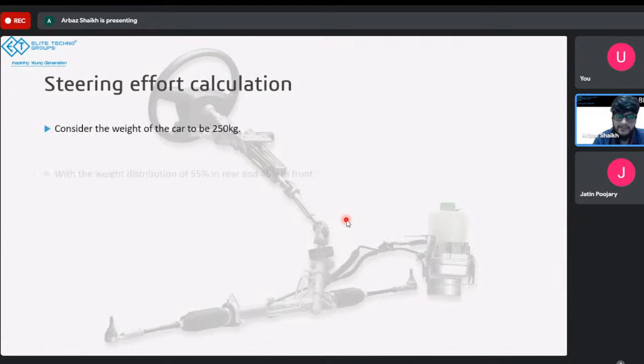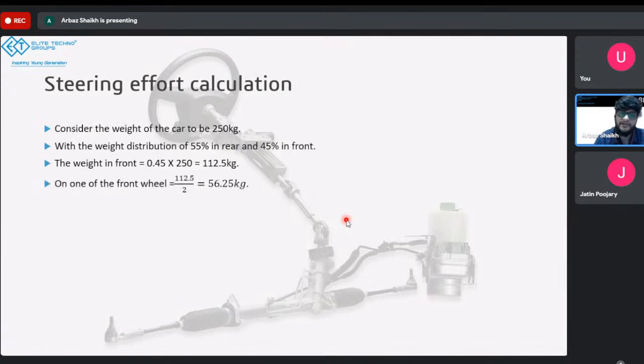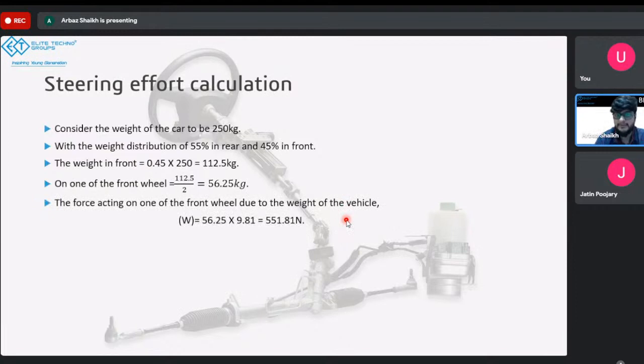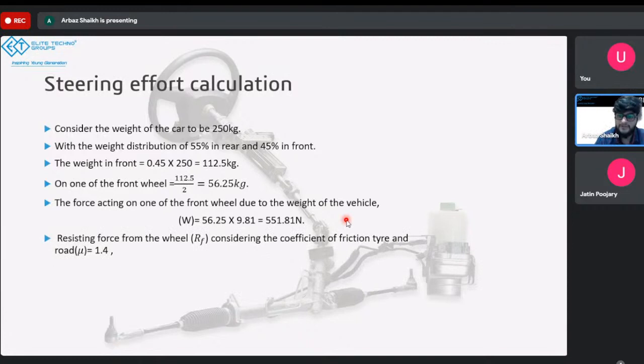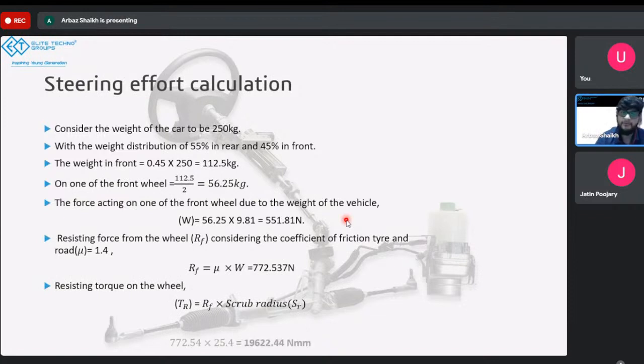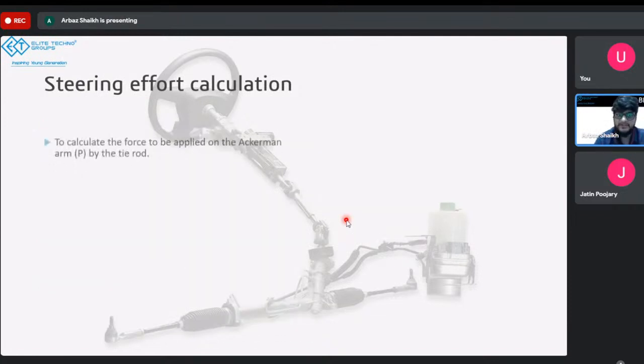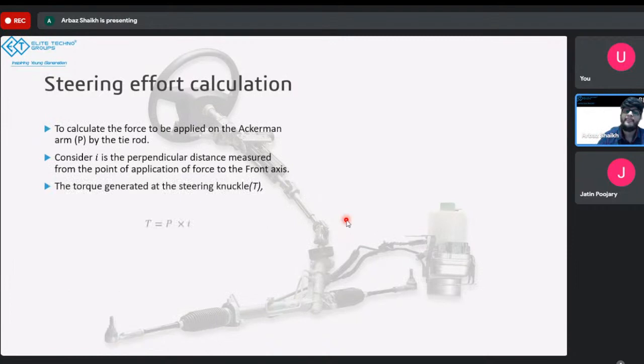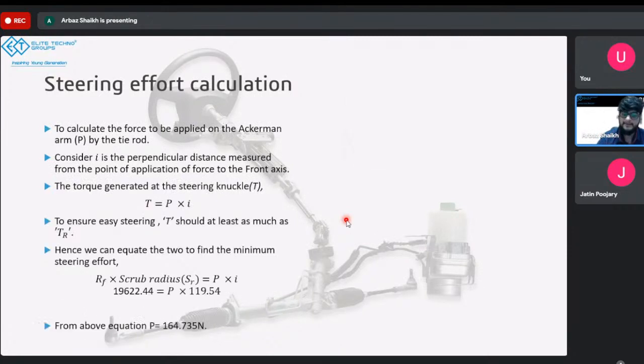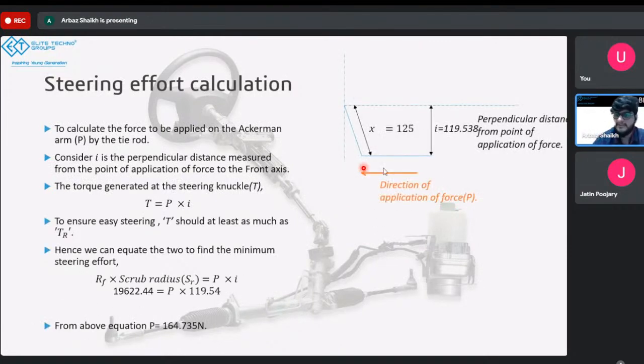Lastly, we went to steering effort calculation, where we took the load of the vehicle on one tire. We multiplied it by gravity to get the load in Newtons. We multiplied that load with the coefficient of friction to get the resistance force. We multiplied this resistance force with the scrub radius to get the resisting torque. And we want to overcome this resisting torque, right? So we overcame that resisting torque by equating it with this torque, which was P multiplied by this perpendicular distance l, right?